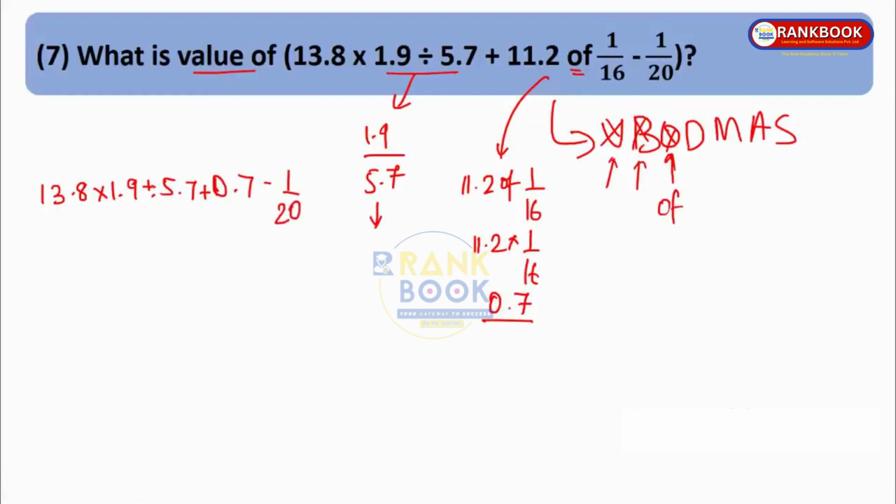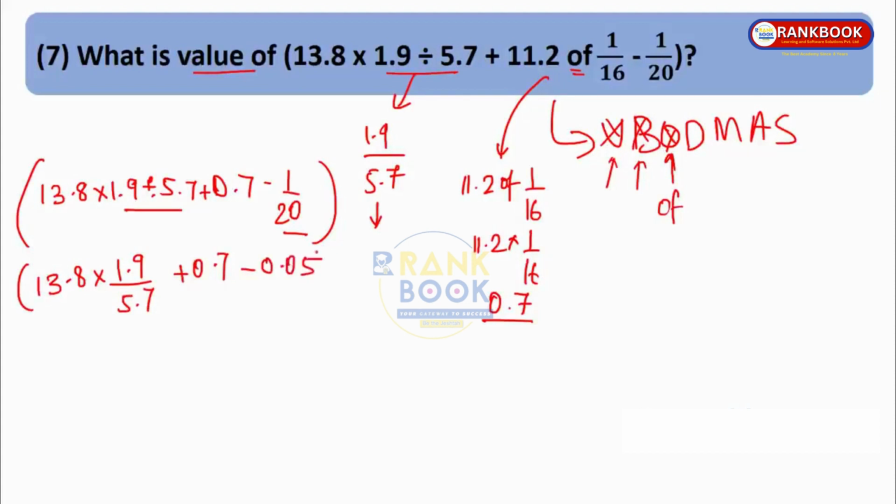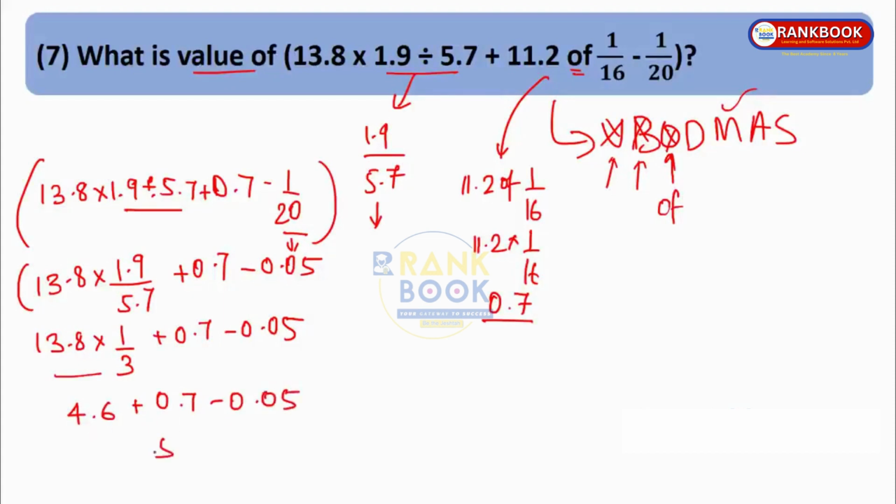Now we have to solve division. There are two divisions. This is one division, and 1 upon 20 is also a division. So we'll solve both together. What you will get? 13.8 into 1.9 upon 5.7, plus 0.7 minus 0.05. This is 0.05. We'll have 13.8 into 1 by 3 plus 0.7 minus 0.05. After division, what comes? Multiplication. Where is multiplication? It is here. On multiplying, what do we get? 4.6 plus 0.7 minus 0.05. So you will get 5.3 minus 0.05. Why did we add it first? Because addition comes next, and lastly, subtraction. So we'll have 5.25 as the answer.